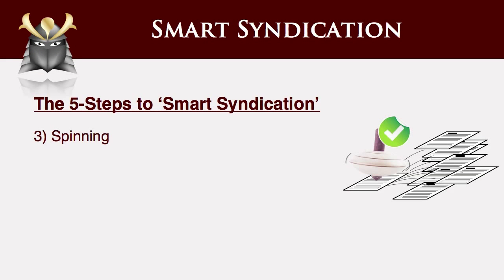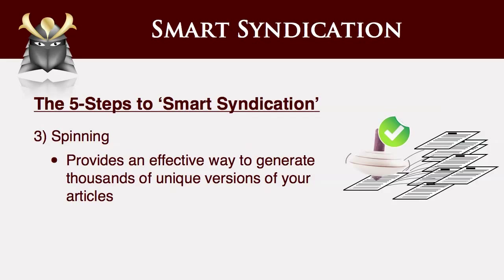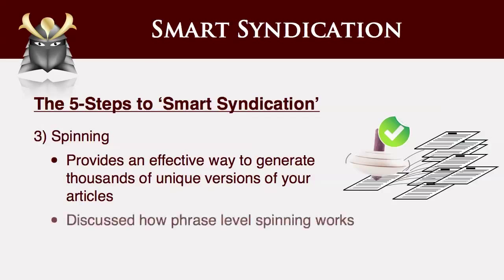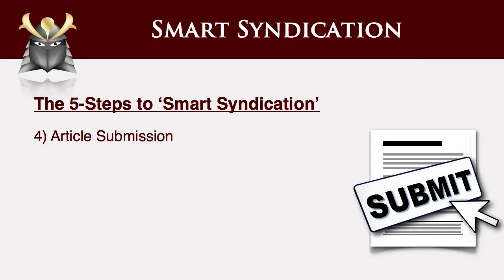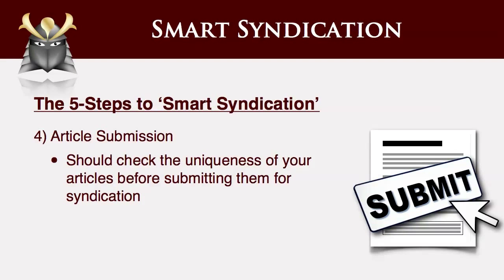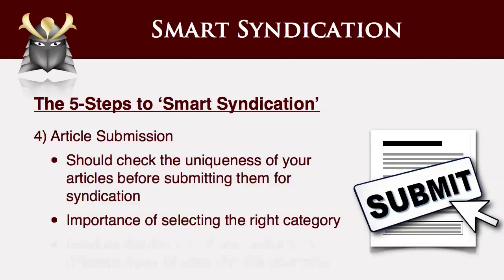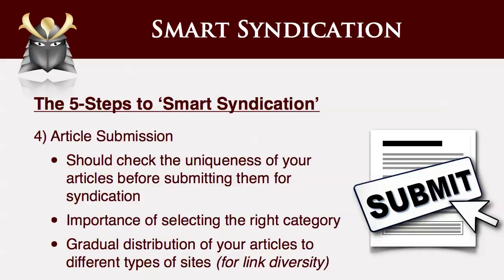Step 3 was spinning, and we saw that when used correctly, spinning provides an effective way to generate thousands of unique versions of your articles for syndication purposes. We discussed how phrase level spinning works, and saw that there are now some intelligent spinning services available that use semantic algorithms rather than simple thesaurus replacements. Step 4 was article submission, and we saw that if you outsource your article creation, you really should check the uniqueness of your articles before submitting them for syndication. We discussed the importance of selecting the right category, coordinating a gradual distribution of your articles, and ensuring that you submit to different types of websites to obtain a high level of link diversity.